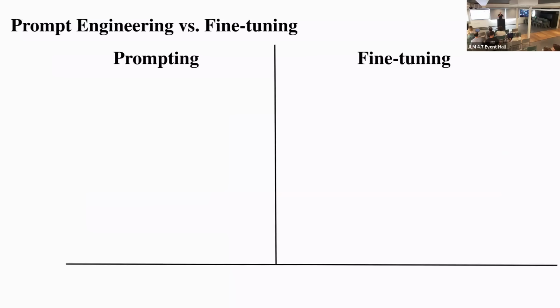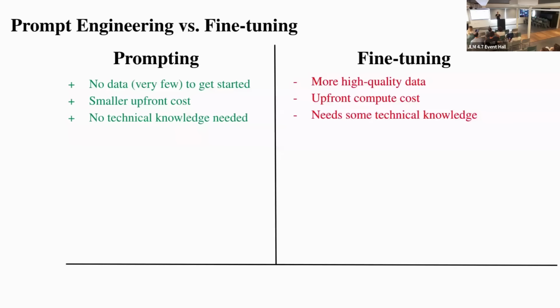Okay, now let's compare, first of all, prompt engineering and fine-tuning, okay? I know that you learned about prompt engineering in the beginning, and I always recommend that you start with prompt engineering because it's very easy to get started with, and it also gives you a sense of the current capabilities of your LLM, okay? Now, some advantages of prompting are that no data or very little is needed to get started, and there is a smaller upfront cost. All you need is just a few API calls, and it's nothing like in cost.